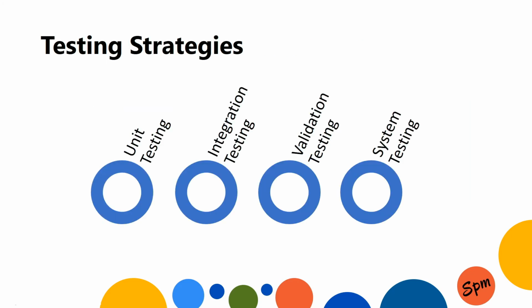Now let us talk about testing strategies. There are different types of testing strategies, like unit testing, integration testing, validation testing, system testing, etc. We will talk about these different types of strategies in detail.